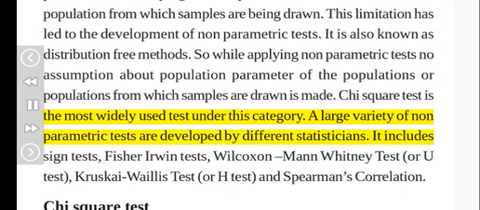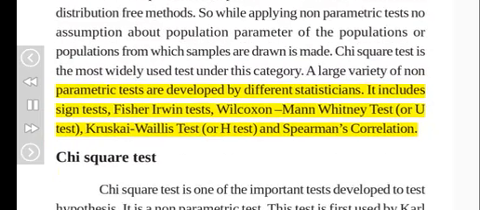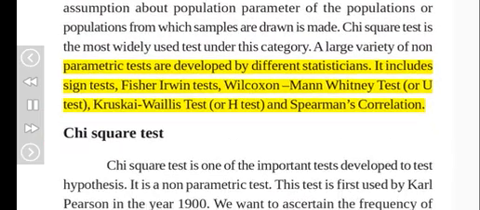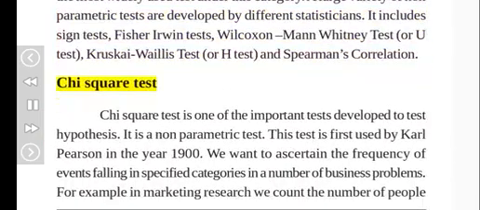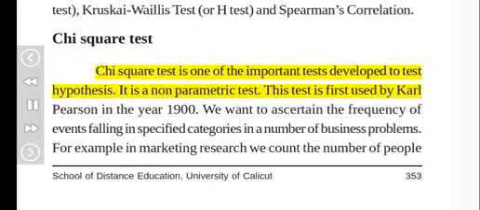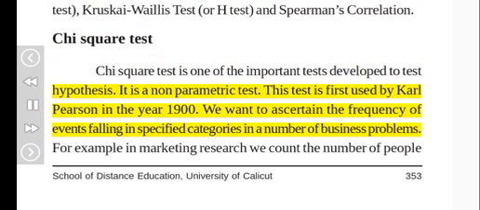A large variety of non-parametric tests are developed by different statisticians. Sign tests, Fisher-Irwin tests, Wilcoxon-Mann-Whitney test, or U-test, Kruskal-Wallis test, or H-test, and Spearman's correlation. Chi-square test. Chi-square test is one of the important tests developed to test hypothesis. It is a non-parametric test. This test was first used by Karl Pearson in the year 1900.